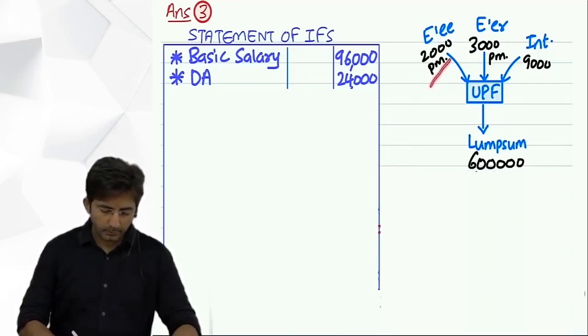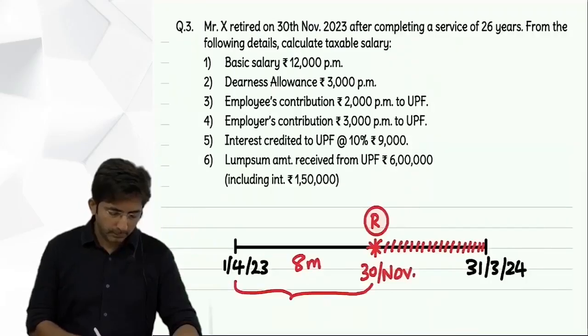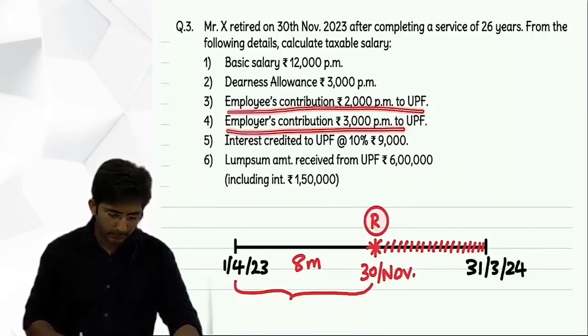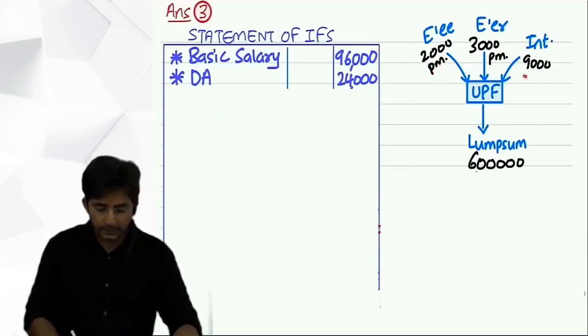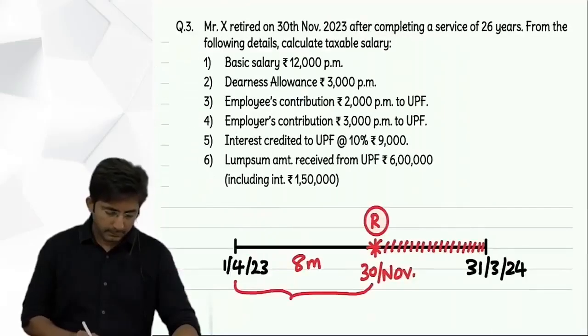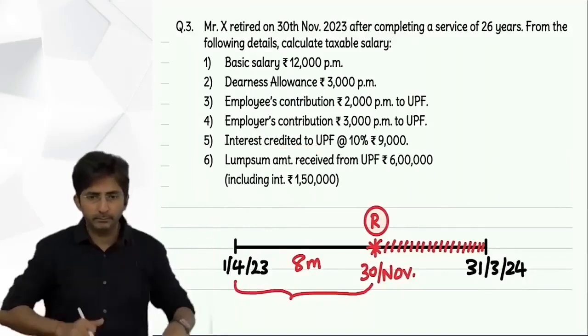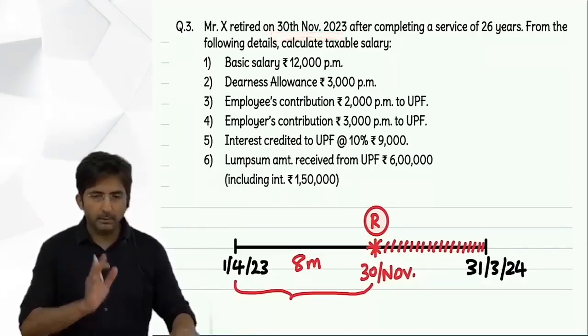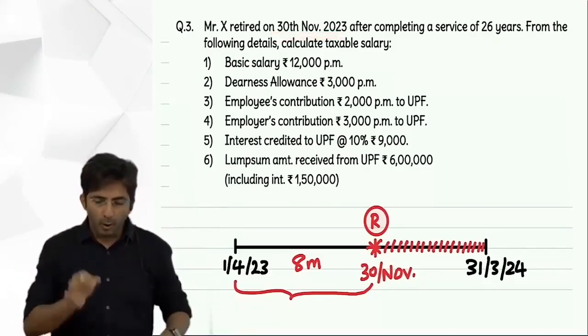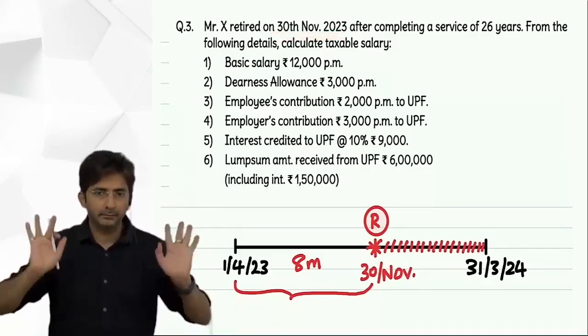Employees contribution 2,000 per month. See, in the question it is given. Employers contribution 3,000 per month. 2,000, 3,000. Interest 9,000. See, what do you mean by this credited? Credited means in your account it is deposited. See, he retired on 30th November, but till 30th November the money was being accumulated only. On 30th November he encashed everything from the fund.